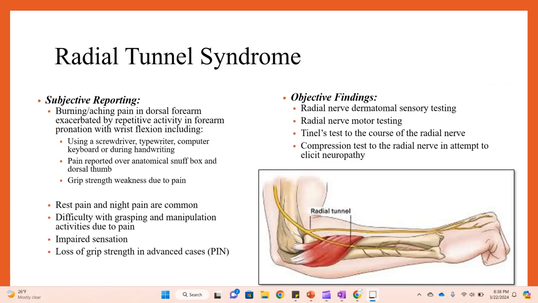The radial nerve is usually a sensory issue. Usually, if you have a certain kind called a posterior interosseous nerve issue, which you can see dives deep, you may get some motor function impairment as well, but usually it's going to be more sensory. So anything that's more motor unit affecting is going to be a more serious condition. Objectively, you're going to want to do dermatomal testing, motor testing to what the radial nerve innervates, and Tinel's test or compression, and attempt to elicit the neuropathy.